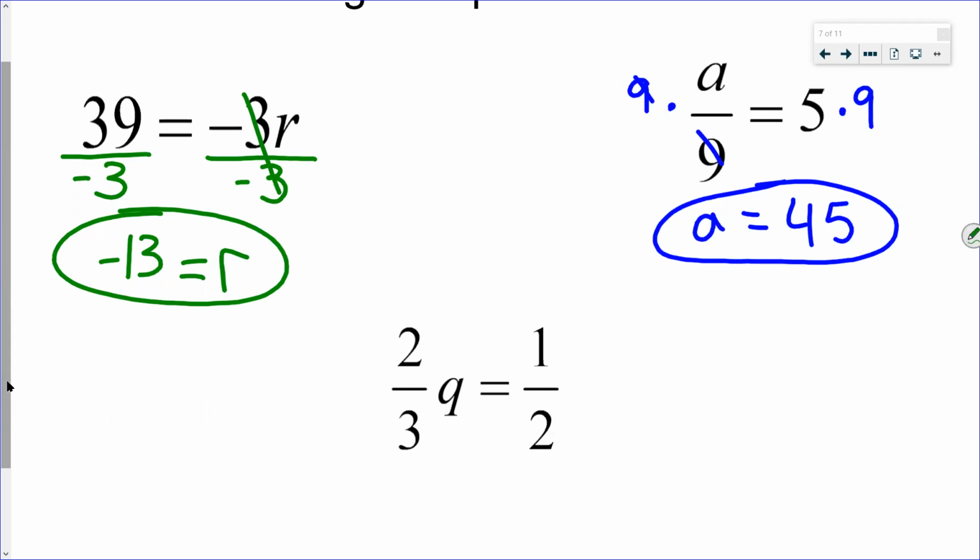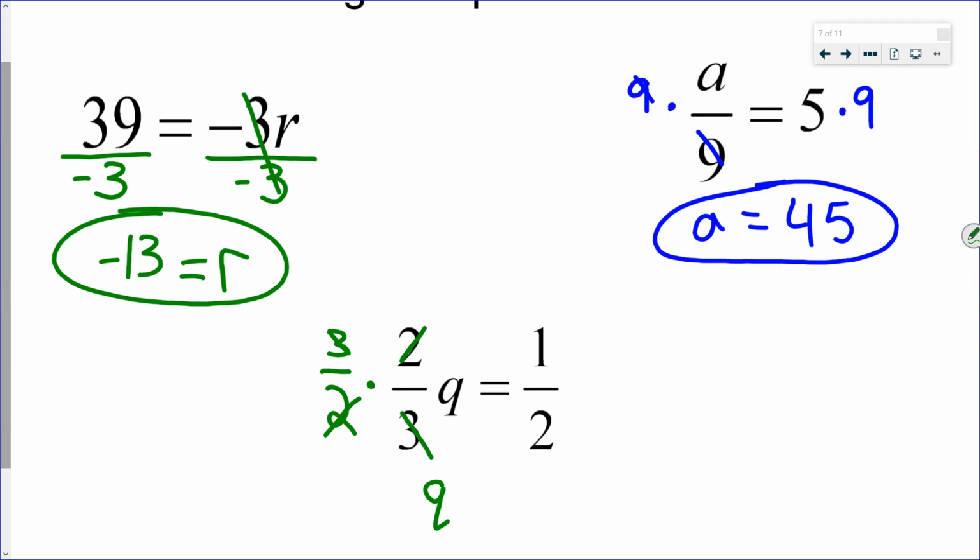So here we have 2/3 times q. If we remember, to undo multiplication, we divide. But when we divide fractions, we actually are multiplying by the reciprocal. Remember the keep, change, flip. So rather than dividing by 2/3, we can actually multiply by the reciprocal of 3/2. That makes these 3's cross cancel, these 2's cross cancel, leaving us with just q.